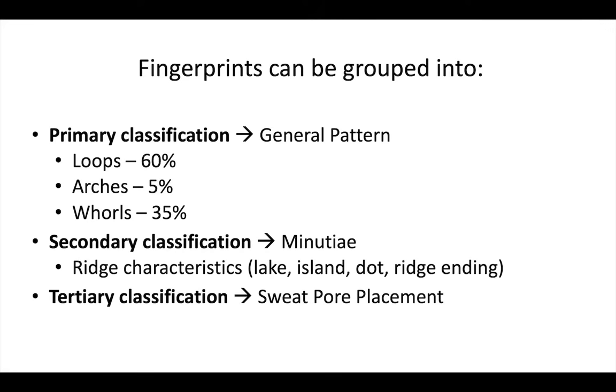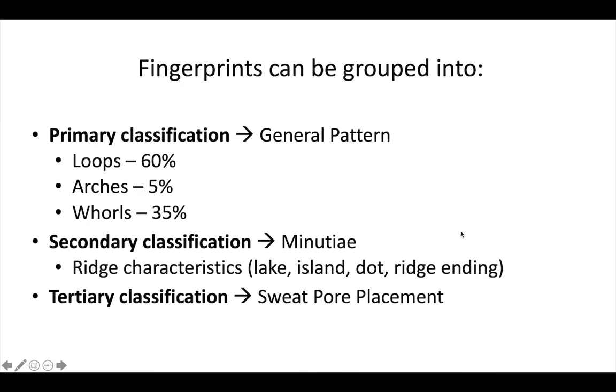All right, well, there are 3 different types of classifications: primary, secondary, and tertiary. The primary classifications are what we call general patterns. We got loops, we got arches, and we got whorls. So between those 3, there are actually 8 general patterns. We got 2 loops, 2 different kinds of arches, and 4 different kinds of whorls. Notice what I have here. 60% of all fingers in the whole world are loops, one of the 2 different kinds of loops. 5% are arches and 35% are whorls.